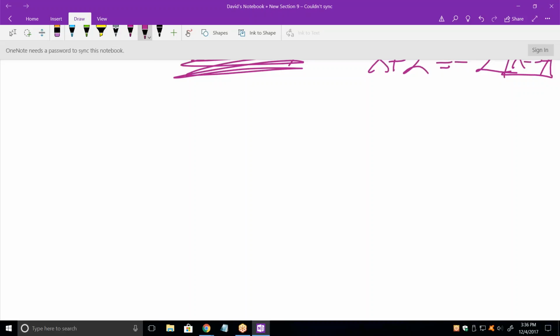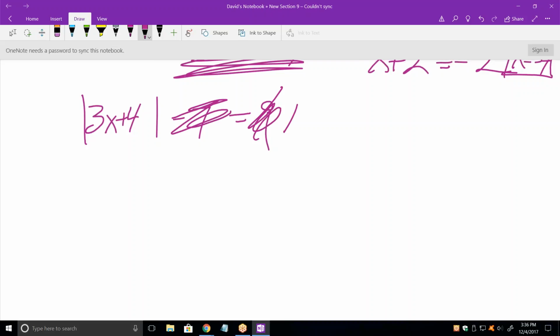All right. Absolute value, so it has the absolute value signs. 3x plus 4, and then -7 equals 9. First step. Add 7. Okay. Next step.